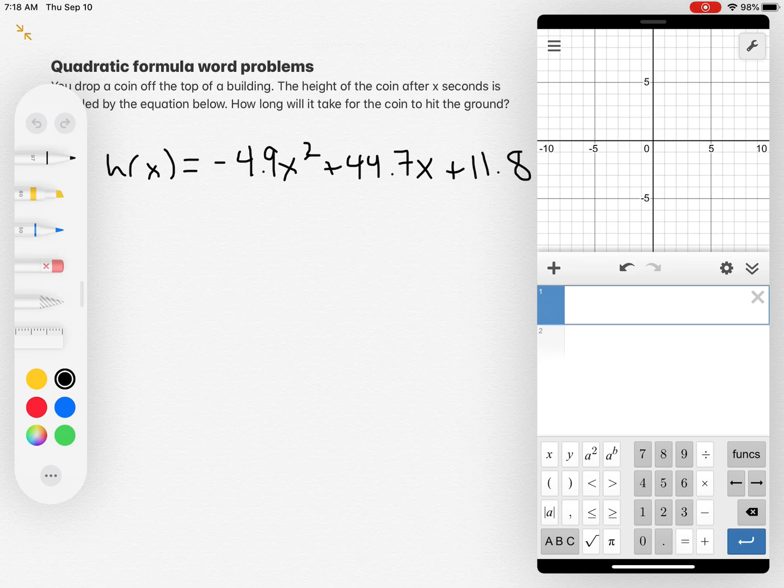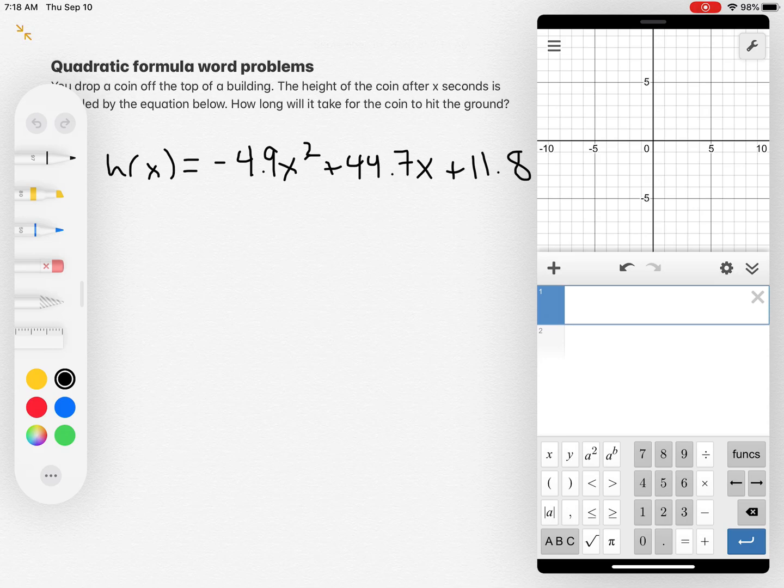On your actual homework, the equation will be somewhere within the words. However, I don't have a good way to type in math stuff on here, so I have the equations just underneath the words. Let's take a look. You drop a coin off the top of a building. The height of the coin after x seconds is modeled by the equation below, which is the one I have written here. How long will it take for the coin to hit the ground?